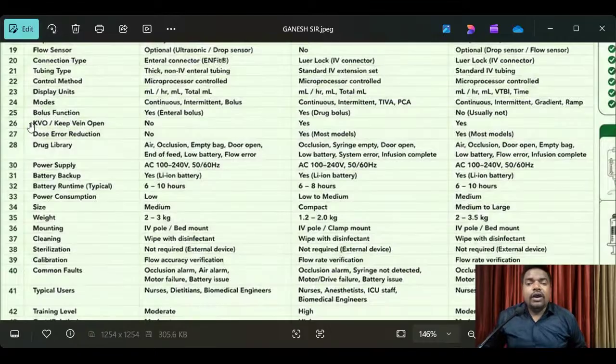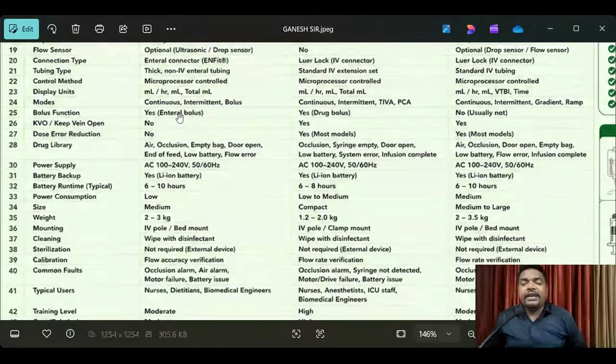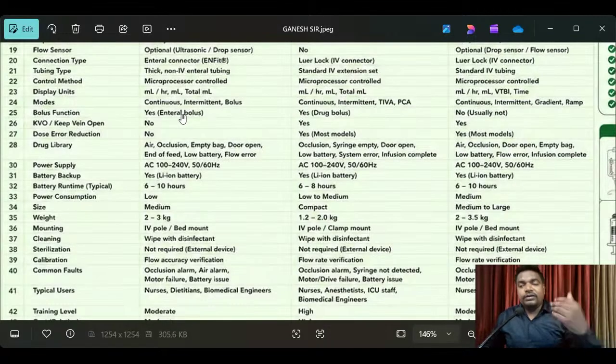Now the 25th point, see here. The comparison point is the bolus function. For the feeding pump, yes, enteral bolus is available. For the syringe pump, yes, drug bolus is available. For the infusion pump, usually not, it is completely not available.